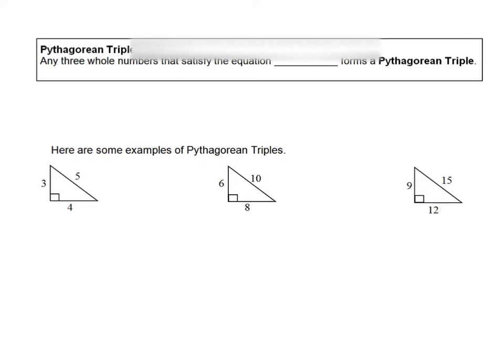So that leads us into something called a Pythagorean triple. Pythagorean triples are any three whole numbers that satisfy the equation a squared plus b squared equals c squared. So the Pythagorean theorem will form a Pythagorean triple. If all three sides are whole numbers and it works out in a squared plus b squared equals c squared, we call that a Pythagorean triple. So here are some examples of Pythagorean triples. These are from the last slide. You've got 3, 4, 5, 6, 8, 10, 9, 12, 15.